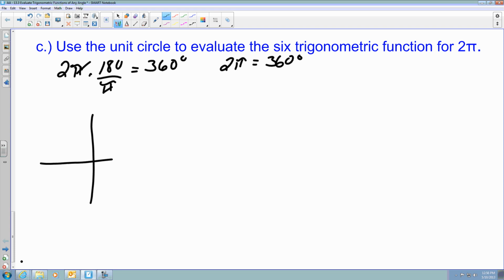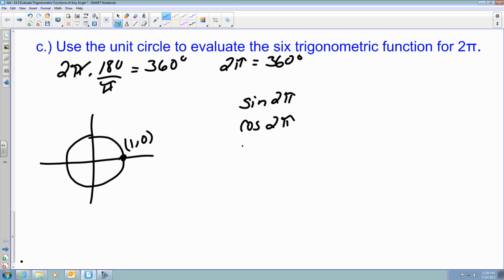So if I were to make this on a graph, with the unit circle in mind, it's going to be located right about here. The coordinate for this particular spot is 1, 0. And we're going to use the same steps as we used for A and B to help us find the 6 trig functions. So I'm going to find sine of 2 pi, cosine of 2 pi, tangent of 2 pi, cosecant of 2 pi, secant of 2 pi, and lastly cotangent of 2 pi.